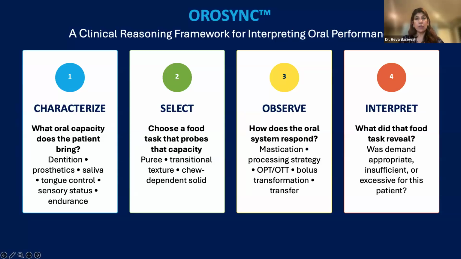And lastly, if oral performance depends on the interaction between the patient and the food task, then we're not simply asking, did they swallow this texture safely? I think we need to characterize the oral system, then choose a food that places a meaningful demand on it, observe how the system responds, and interpret what that response tells us about their capacity. And I'm calling that clinical reasoning orosync.